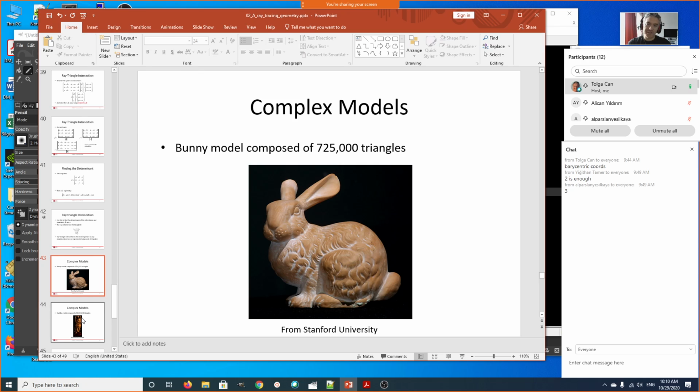And in some complex models, we may have a lot of triangles. So this is an example in which there are 725,000 triangles. And it's not only the triangles that make this bunny look nice. As you can see, the color along the surface varies. It not only varies in terms of shading, but in some parts the material is different. There are whitish parts, brownish parts. So such a surface, we call textured.